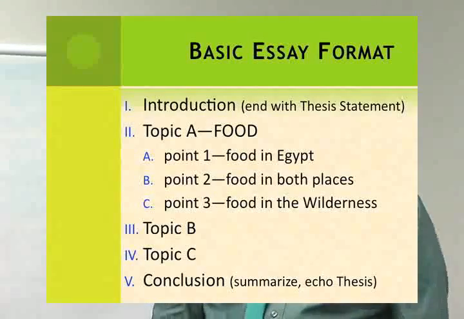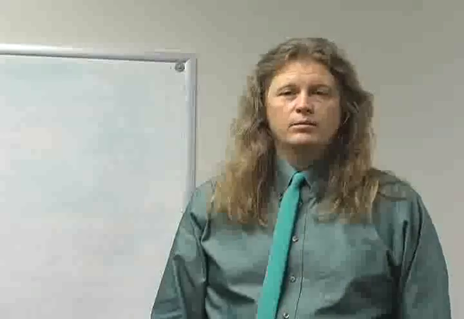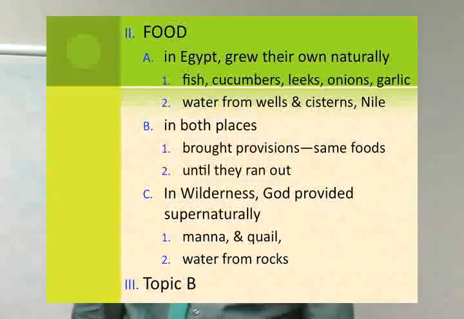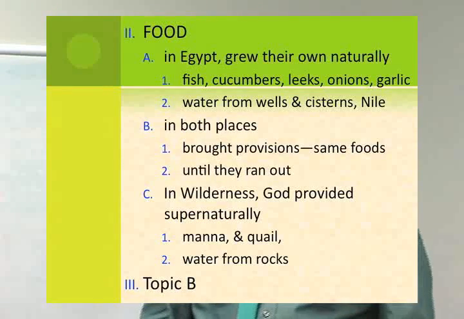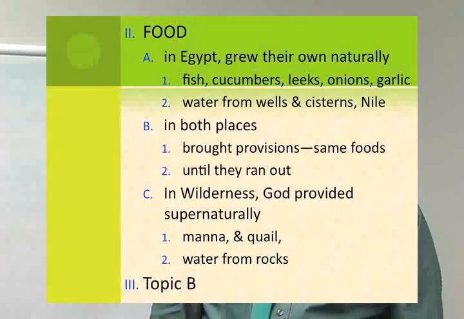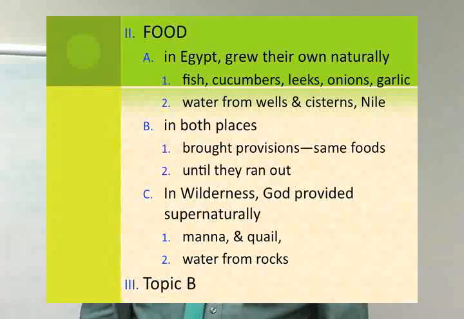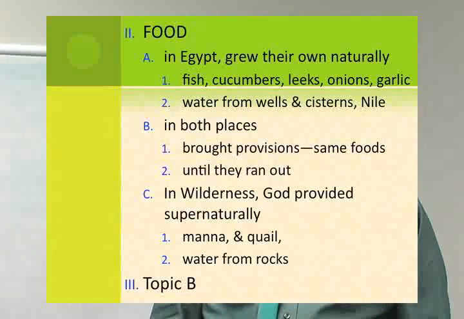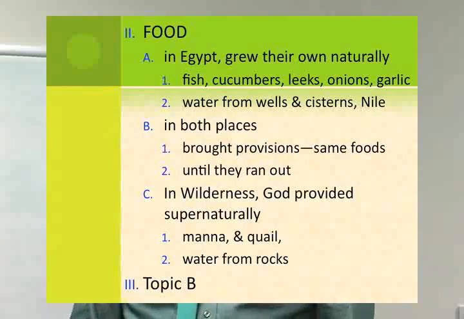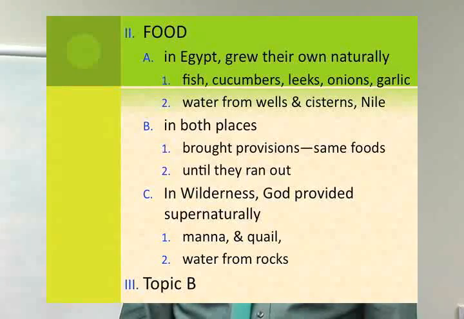We could mention in Egypt, the Hebrews grew their own food and raised their own goats and livestock and acquired their water from wells and cisterns the same way the Egyptians were, through those natural means. When they first left Egypt, they had the provisions they brought with them, which would have been more or less the same food. But eventually that ran out. And then our third point, that while they were in the wilderness, God provided for them through miraculous means. So there's our 3 points under topic A.